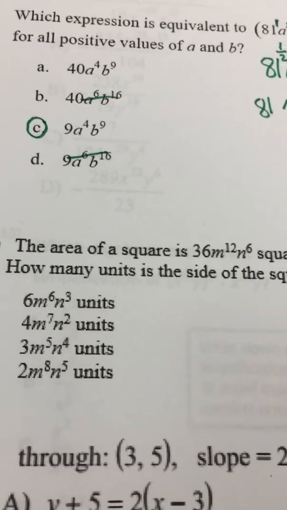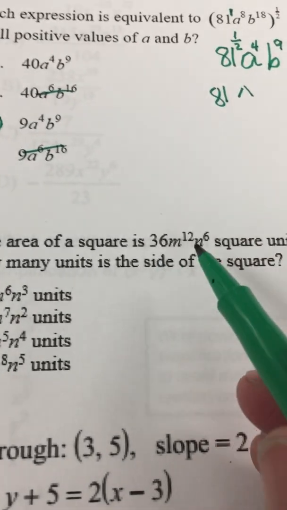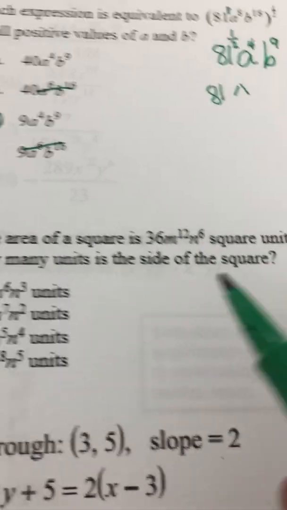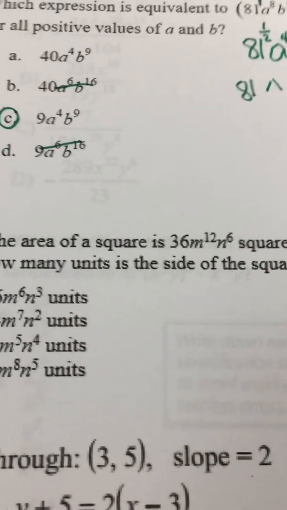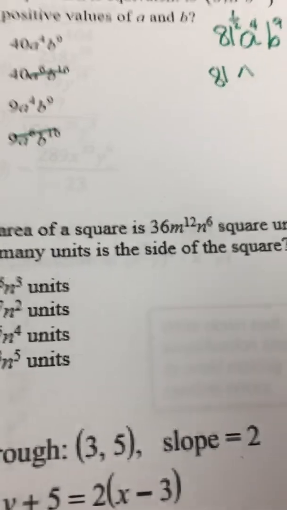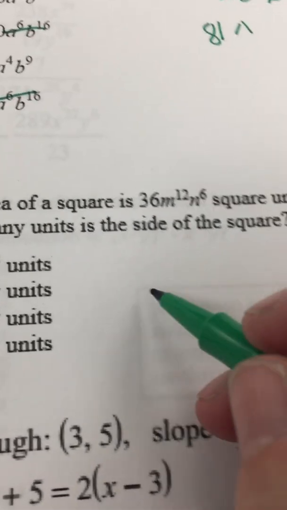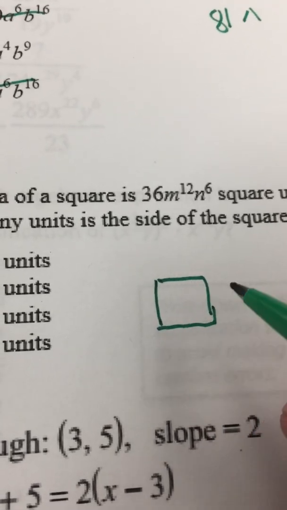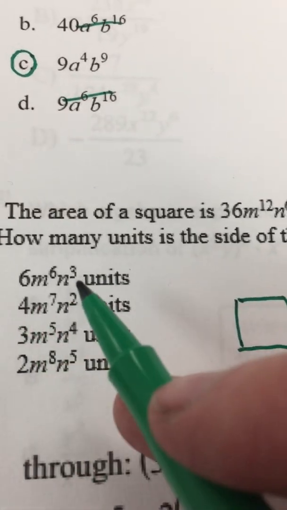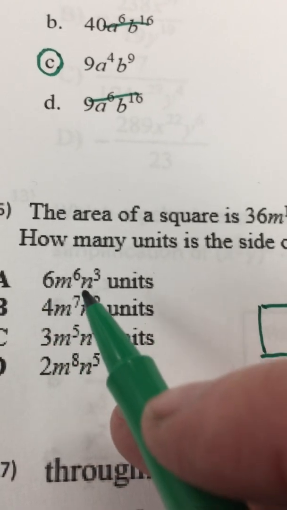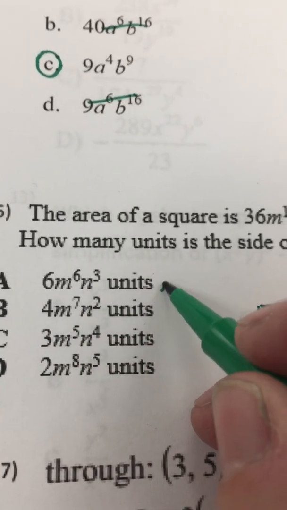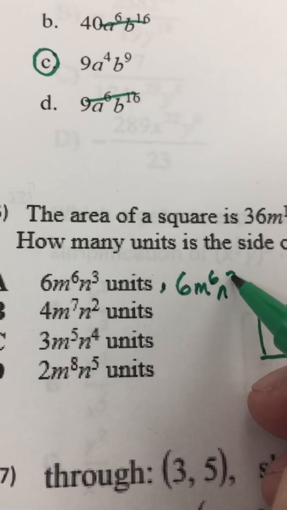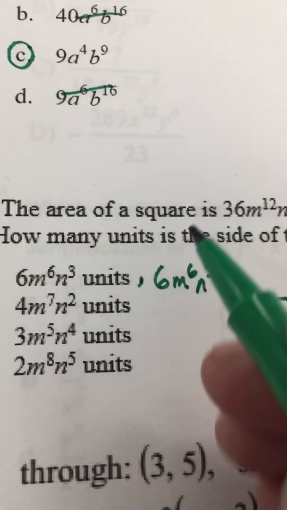This one, the area of a square is 36m12n6. So they've already calculated the area. I know the area, and they want to know how many units is the side of the square. So we're going backwards. Something times something equals 36. So the two sides are identical, so they both need to be the same thing. So this is one side. So if I take 6m6n3 times itself, 6m6n3, it needs to equal this thing. So let's go try and see.